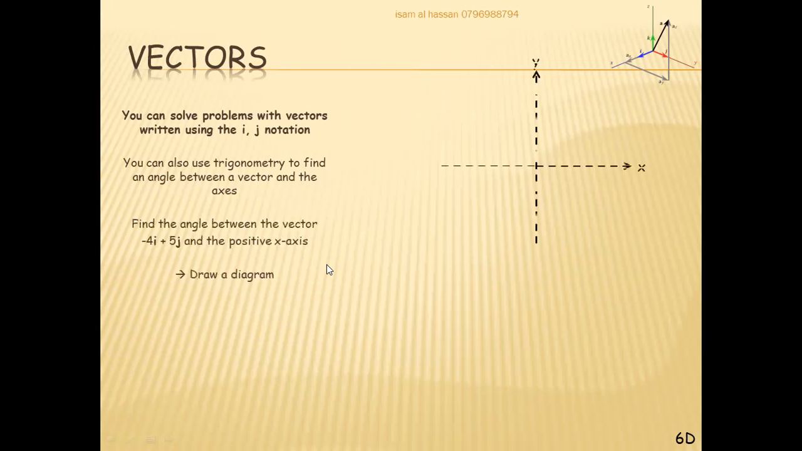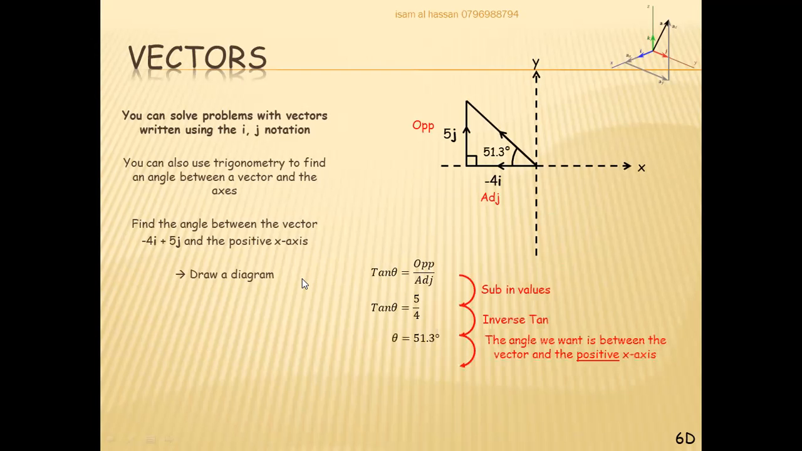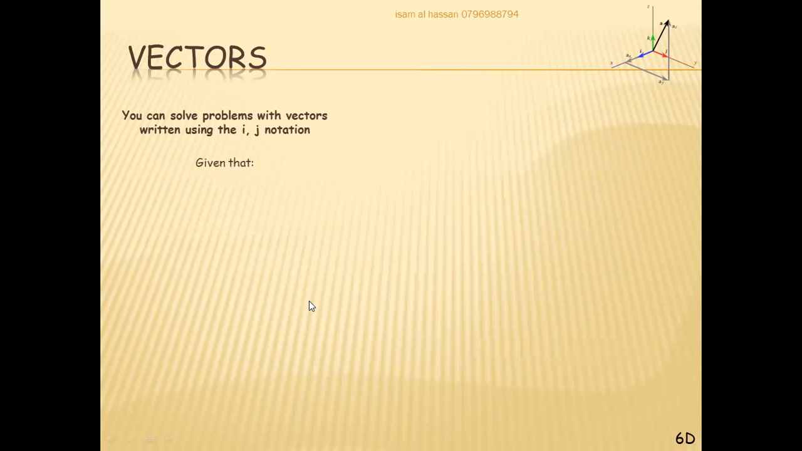You can also use trigonometry to find the angle between vectors and the axis. We may use this, the vector and the x-axis. This is the vector, and that's theta, and we may use tan to find the angle, 51. The angle we want between the vector and the positive x-axis is subtracted from 180, of course. That's 127. You can solve problems with vectors written using this i and j notation.